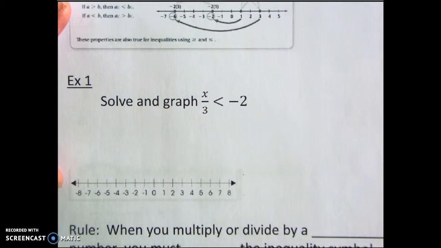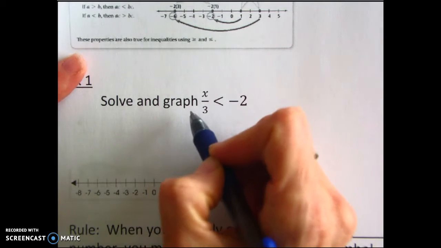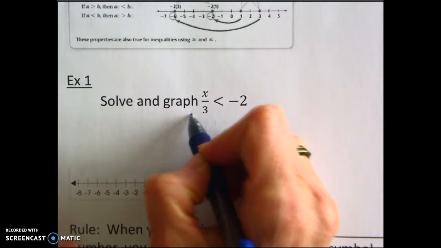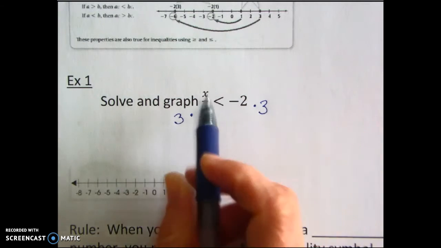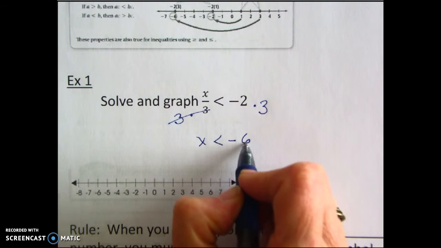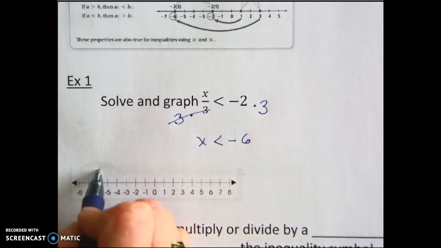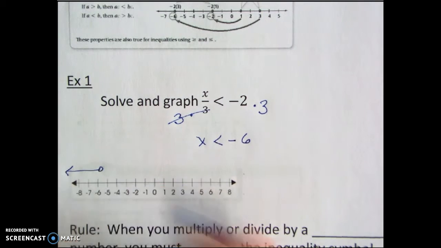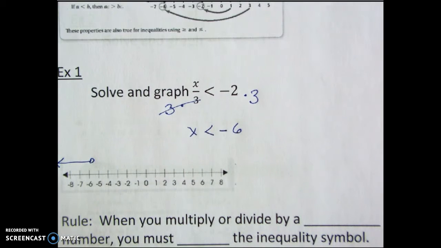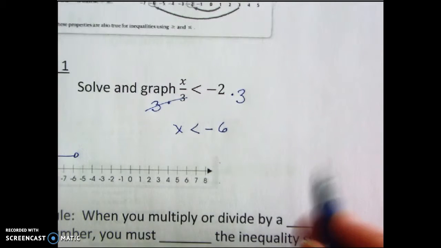All right, first example, solve and graph. x divided by 3 is less than -2. So for dividing by 3, that means we would have to multiply by 3 on both sides to cancel the dividing by 3. So that leaves us with x is less than -6. So graphing, we start at -6, less than would go this direction, and it's not equal to, so it will be an open circle.